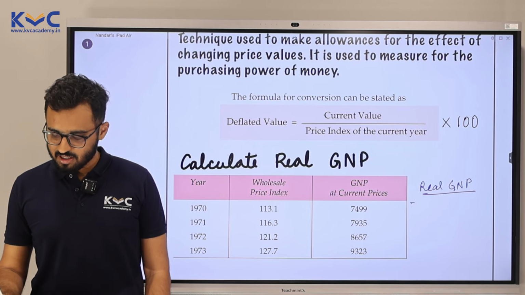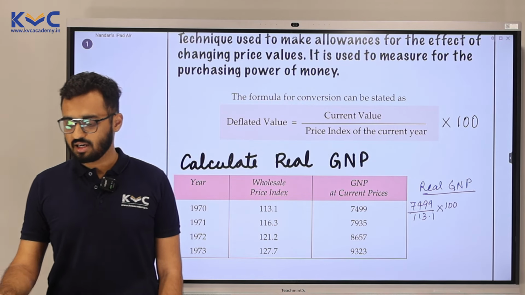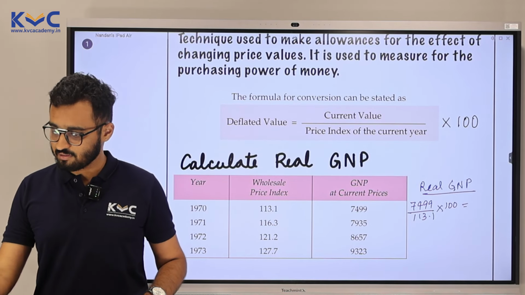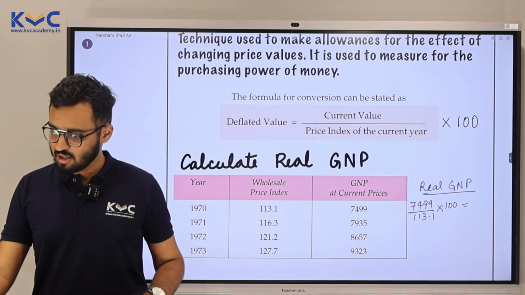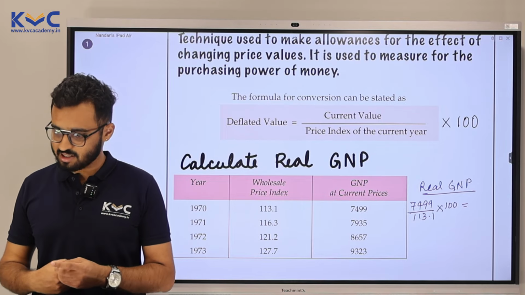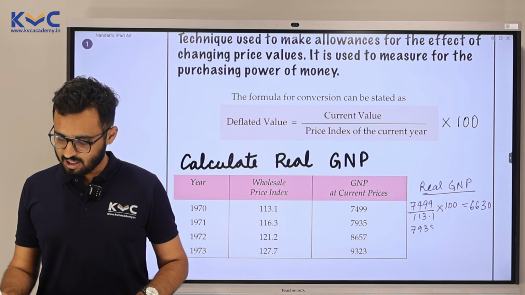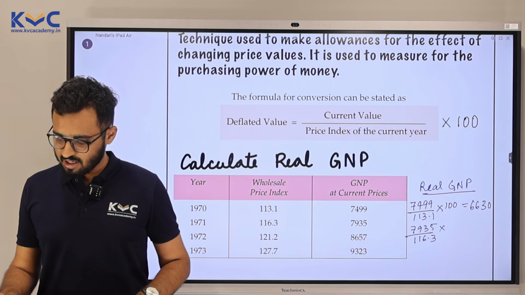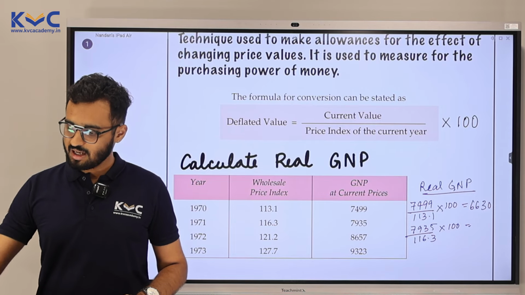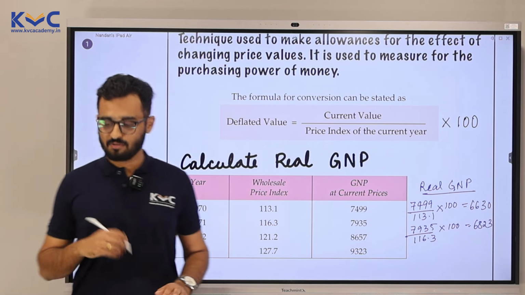Real GNP will be 7499 divided by 113.1 into 100. So what is it? 7499 divided by 113.1 into 100, you get 6630, right? You get 6630. For the second year, we have 7935 divided by 116.3 into 100. So 7935 divided by 116.3 into 100, we get 6823. Right, 6822.87, which is 6823.